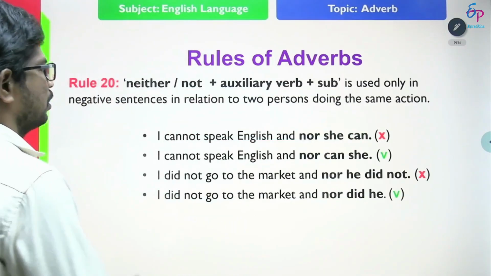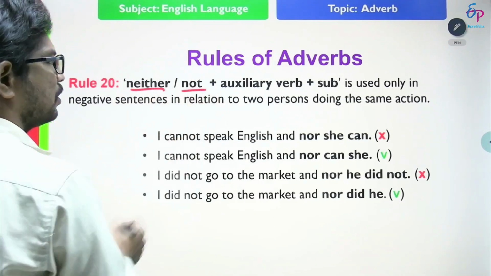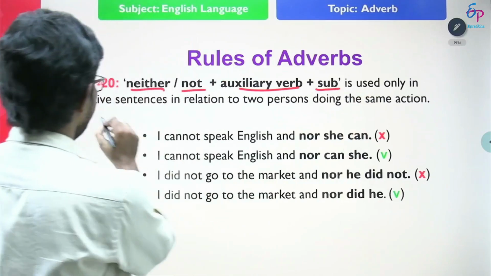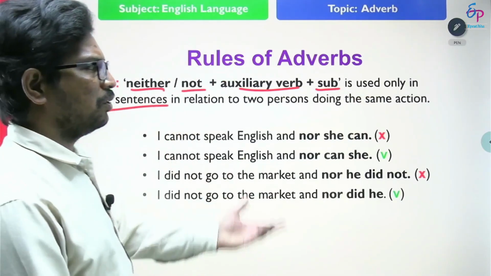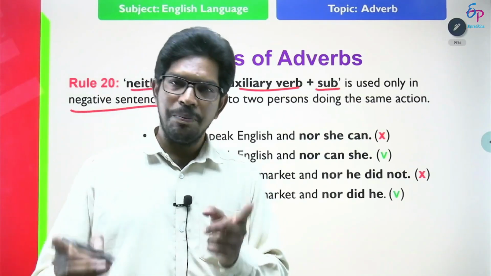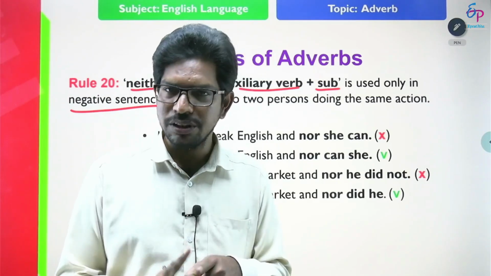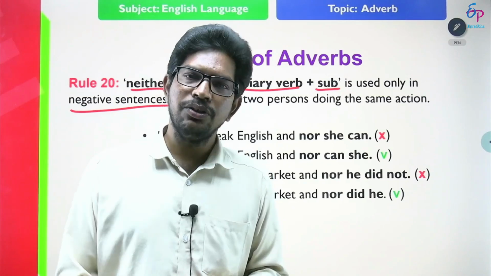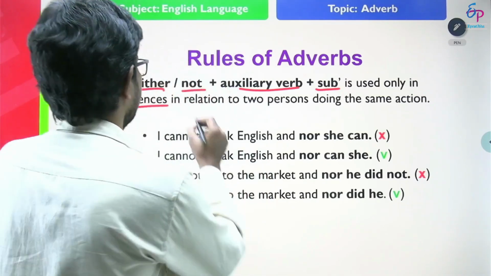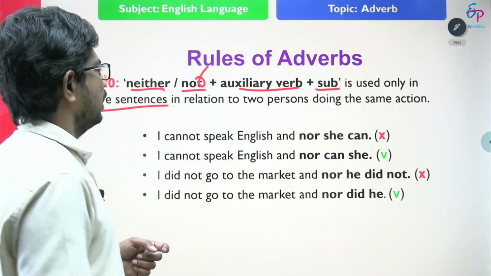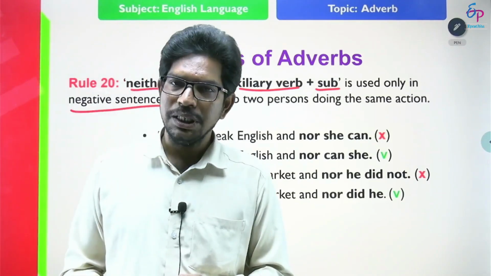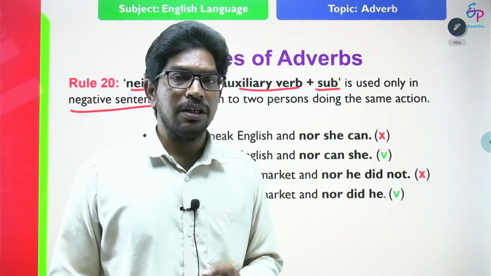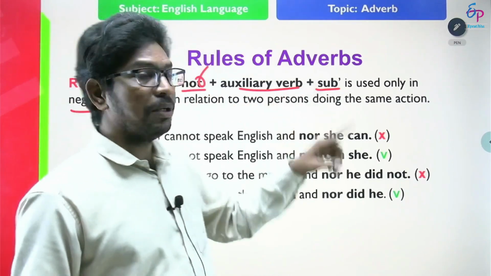See the next one. Neither or nor plus auxiliary verb plus subject is used only in negative sentences in relation to two persons doing the same action. In positive sentences, if two persons are doing the same action, we use so plus auxiliary verb plus subject. In negative statements, we use neither or nor plus auxiliary verb plus subject.